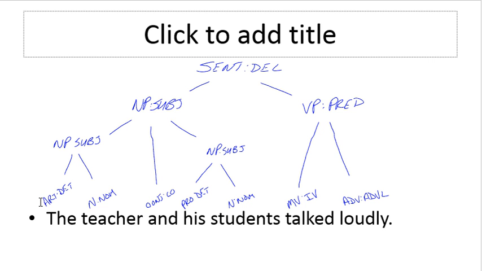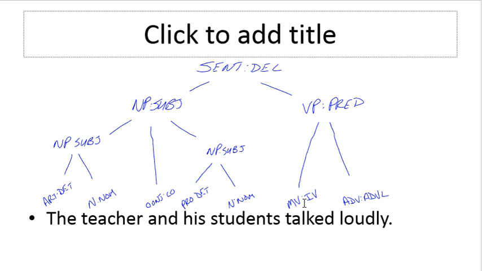Next sentence. The teacher and his students talked loudly. The teacher is a noun phrase subject. His students is a noun phrase subject. His is a pronoun that's a determiner because it is a possessive pronoun. I just wanted to point that out. The conjunction connects the two subjects to make one subject.